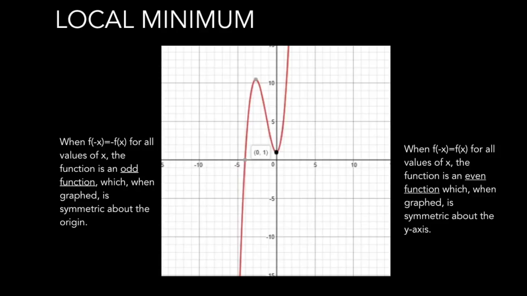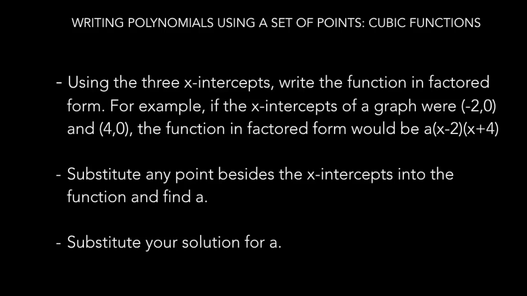When f(-x) equals f(x) for all values of x, the function is an even function, which when graphed is symmetric about the y-axis, while when f(-x) equals -f(x) for all values of x, the function is an odd function, which when graphed is symmetric about the origin. While using 3 x-intercepts, write the function in factored form.